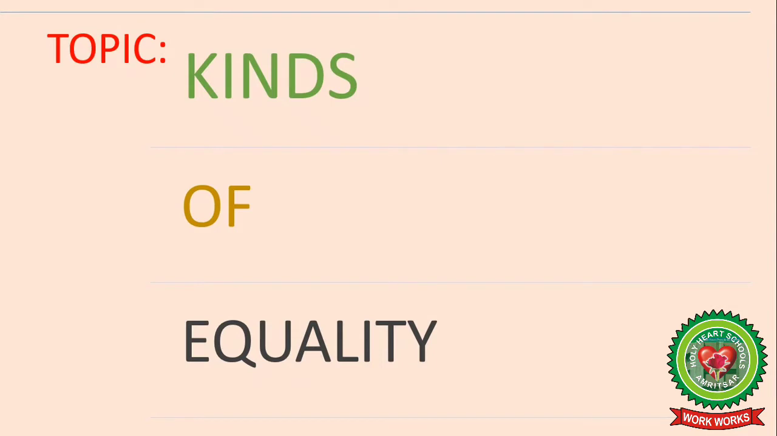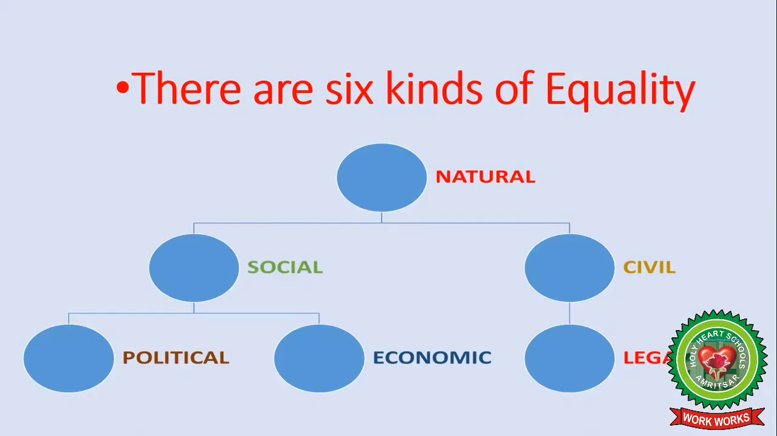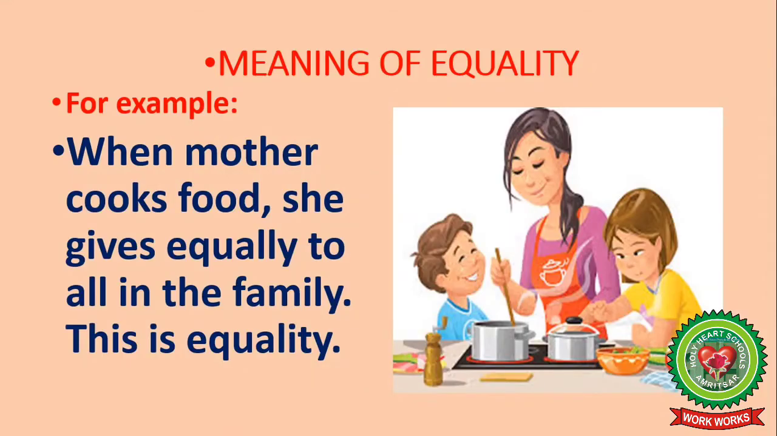Now I will discuss today's topic, that is kinds of equality. Students, there are 6 kinds of equality. That is natural equality, social equality, political equality, economic equality, civil equality and legal equality. Now, before discussing these kinds, I will discuss the meaning of equality with an example.